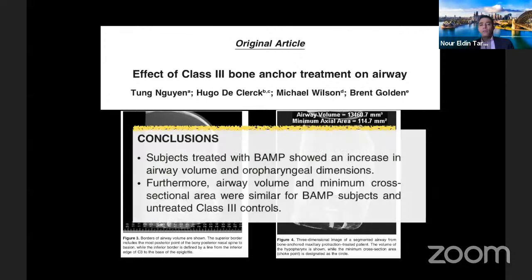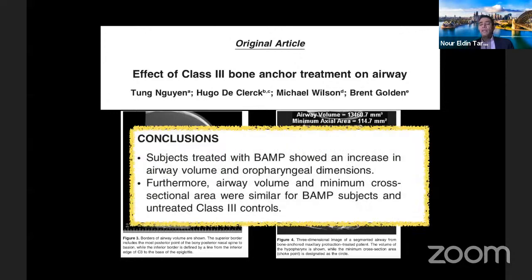What they found was that the subjects that were treated actually showed an increase in the airway volume in the oropharyngeal dimensions. This was, however, not statistically significant, to be absolutely sure about this. And the airway volume and the minimum cross-sectional area was similar in the BAMP subject and the untreated control. So it's really not necessarily a detrimental thing for the airway.